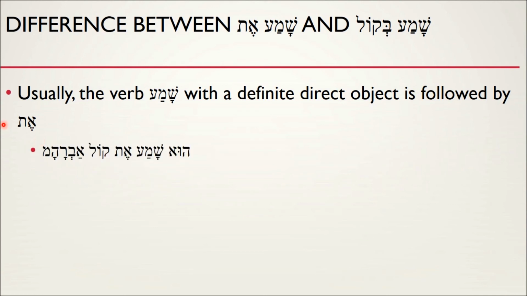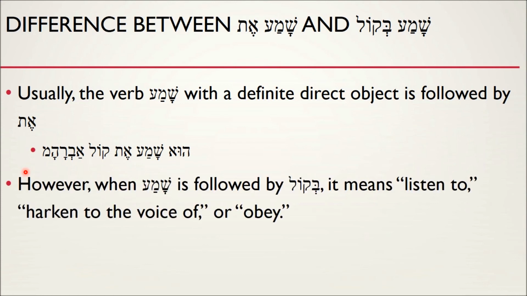So for example, Hu Shema et kol Avraham, which literally is he heard the voice of Abraham, because this is in a word pair, kol Avraham, the word or the voice of Abraham. He heard the voice of Abraham. That's fairly straightforward, fairly simple. However, when Shema is followed by bakol, it means to listen to. Or another way to put it, which is sort of an older phrase, is hearken to the voice of, which those are just ways of saying obey.